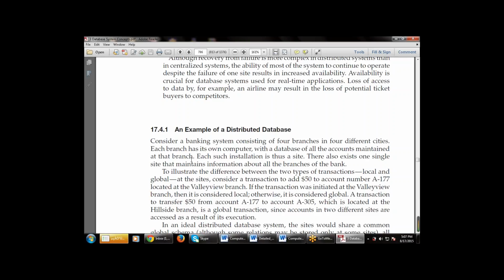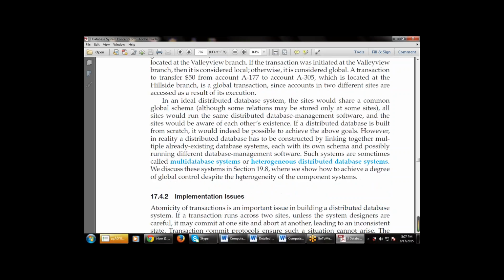Otherwise, it is a global transaction. A transaction to transfer $50 from account A177 to account A305, which is located at the Hillside branch, is a global transaction. From one state or one city to another state, or from one branch to another branch, that is a global transaction, since accounts at 2 different sites are accessed as a result of its execution.